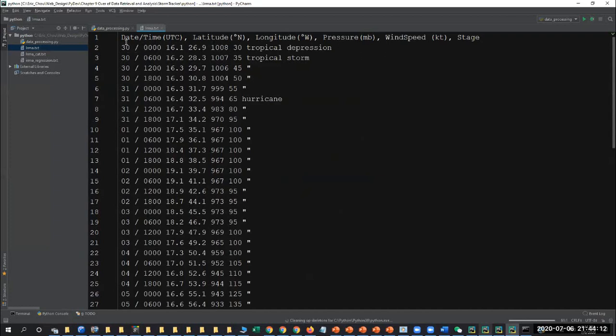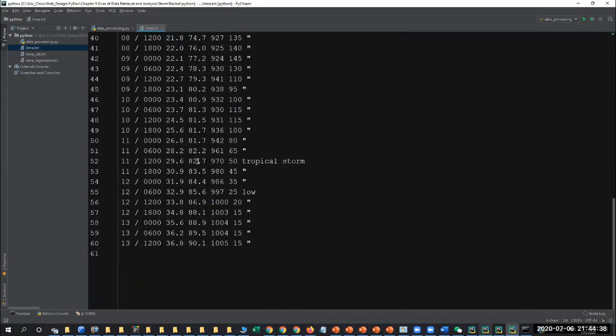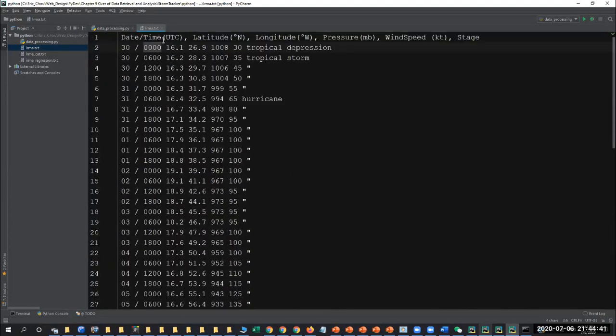Here, 30 is the date, so that would be August 30, 0000, that is 0 AM. And then 30, 6 AM, 12 AM. So every 6 hours, we record some data. Then longitude, latitude, pressure, they take these different data here. What we are interested in are these two numbers, because these two numbers give us one point on Earth, right?